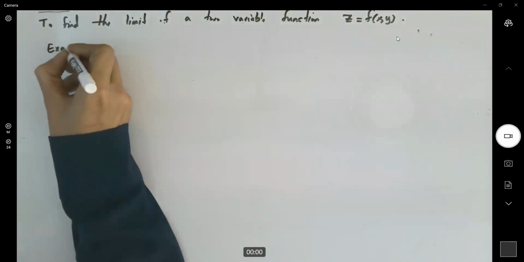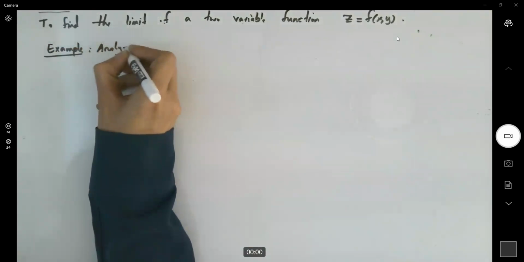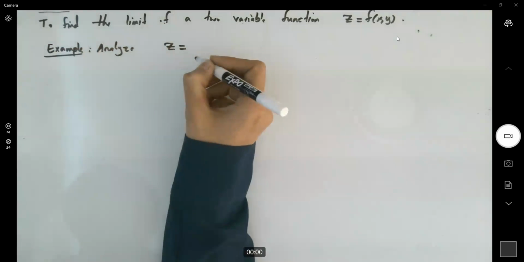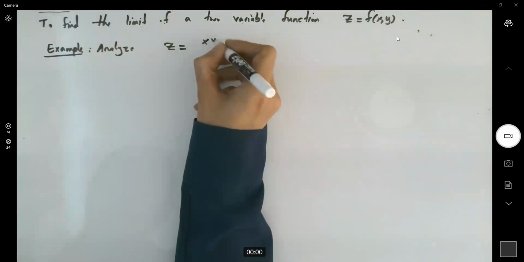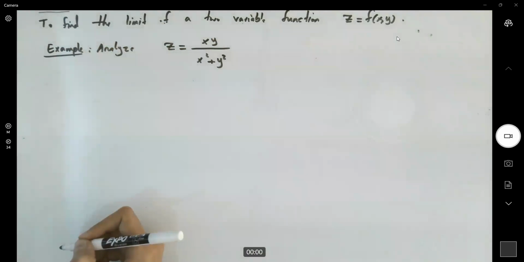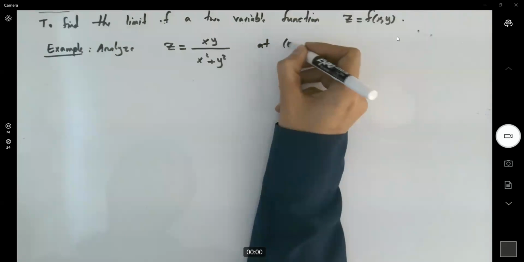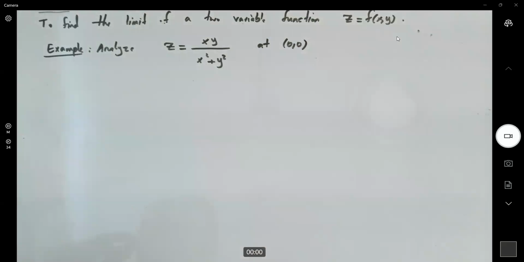In this example, I ask you to analyze this function. Z is given to you as x times y divided by x squared plus y squared. Analyze this at the origin, 0 and 0. Very well. So let's follow the steps.